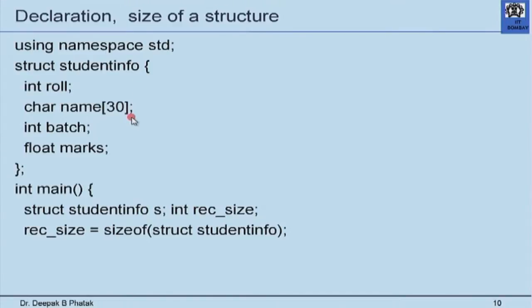Here is a program to calculate the rec size. As I said, I define this structure. Define a variable called s for this structure. I define an integer variable called rec size, and I execute this statement. Sizeof any data type will give me the size of that data type. So struct student info being a data type, this will give me the size of that data.